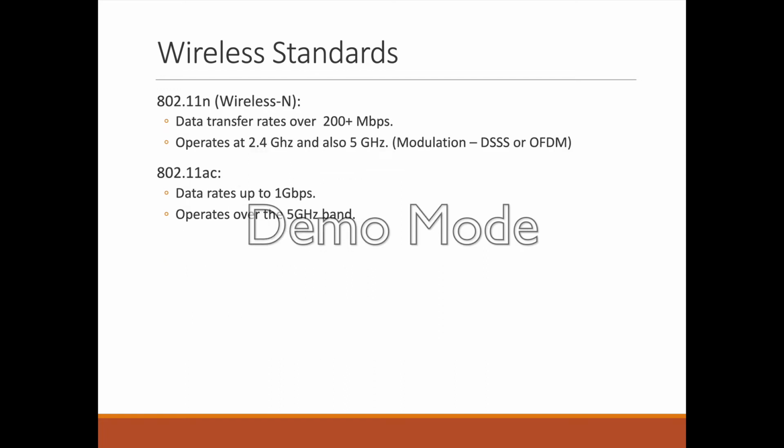Then you have the N, which does 200 megabytes per second, which is great because carriers like your Comcast, your Xfinity, your Verizon are offering these mega deals, these mega plans where you get a gigabit. But that's awesome, but you're never going to get it because some of these carriers can't support it. Like the wireless N, it says 200 plus, but it's not going to support a gigabit. And then you get the 11AC, which has data rates up to a gigabit per second.